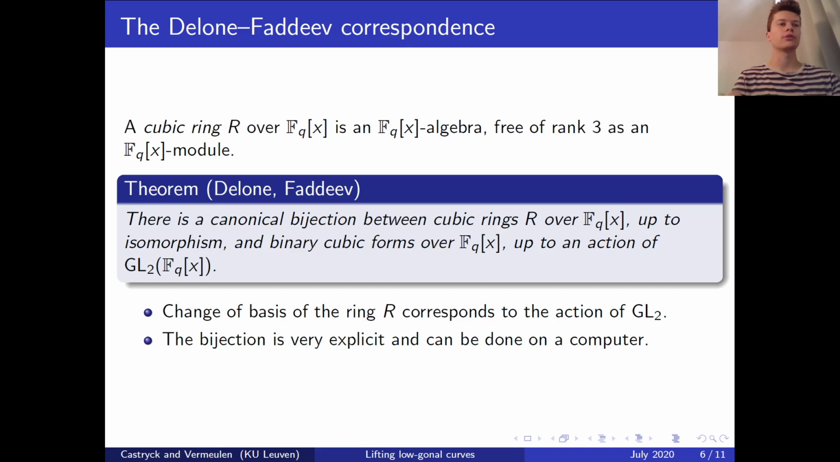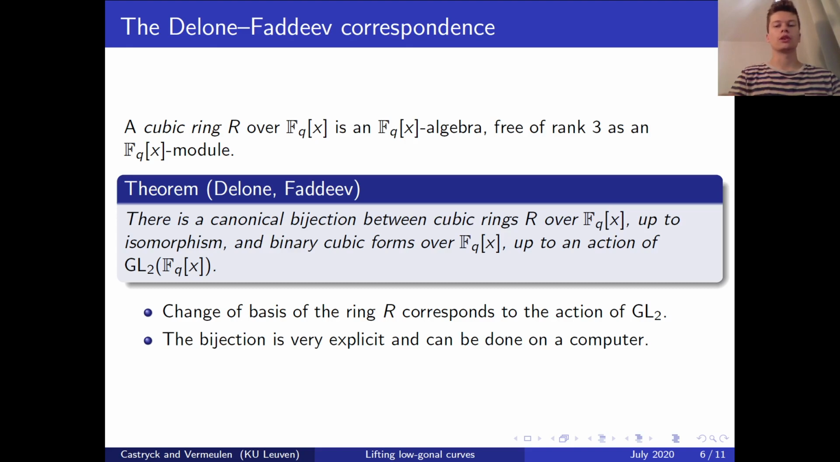And secondly, I want to say that this bijection is very explicit, and you can also do this on a computer. So if I have some cubic ring with a basis, then I can just write down the multiplication table, and I can extract the coefficients of the cubic form directly from this.